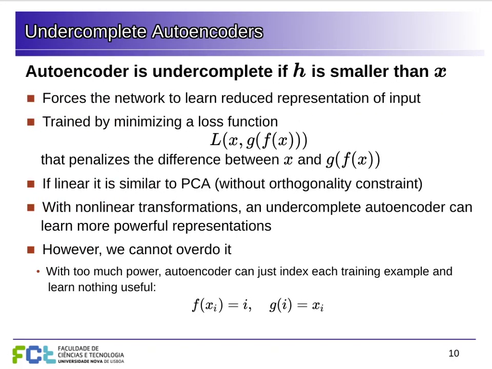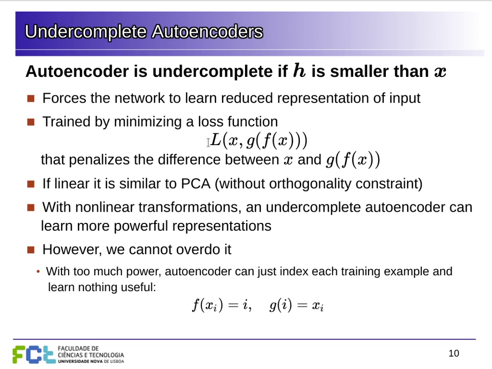One simple way of doing this is to use an undercomplete autoencoder. An autoencoder is called undercomplete if that hidden representation, that hidden layer H here, is smaller than the input X, which is also the output. So if we are forcing the network to reduce the dimensions when it creates the representation of the data, we are using an undercomplete autoencoder to squeeze that data into fewer dimensions.